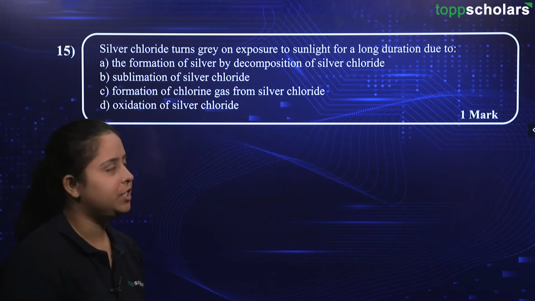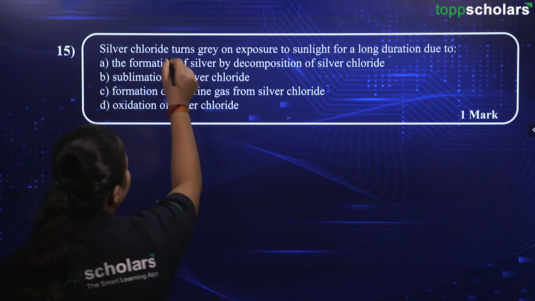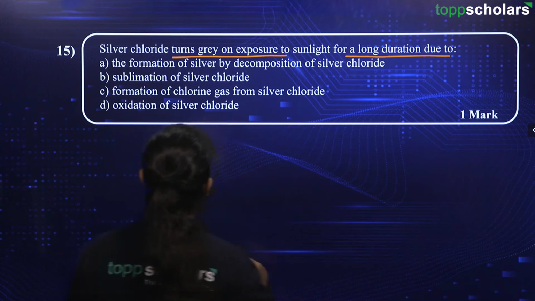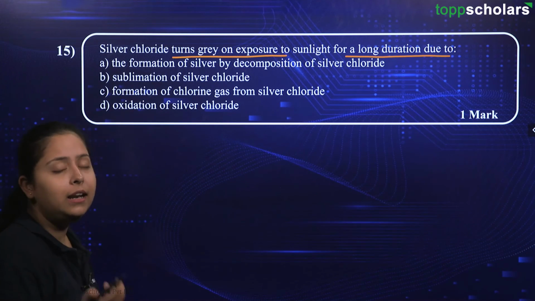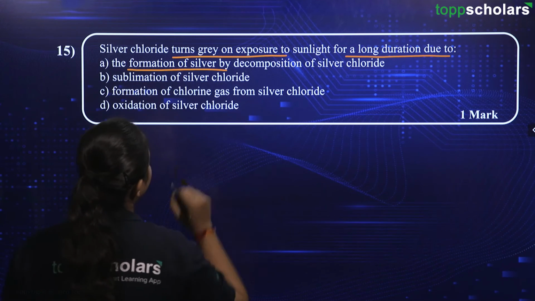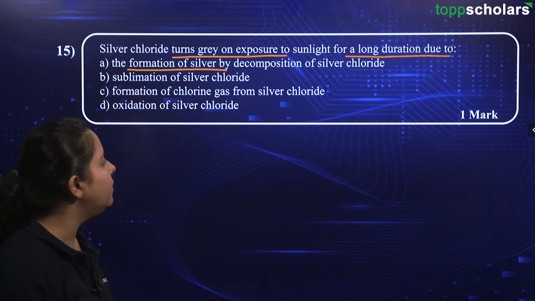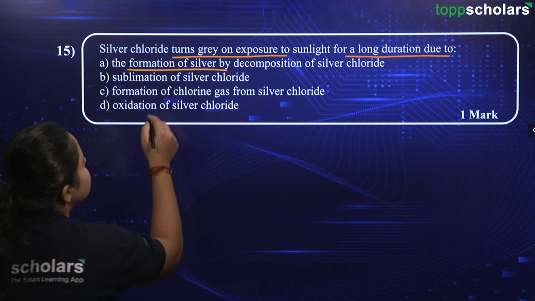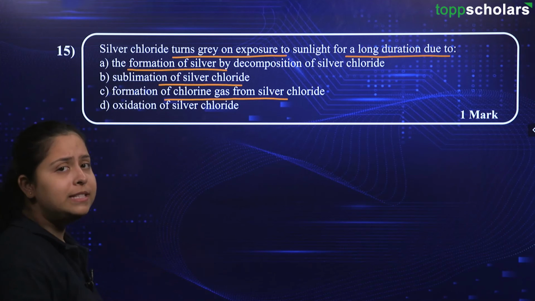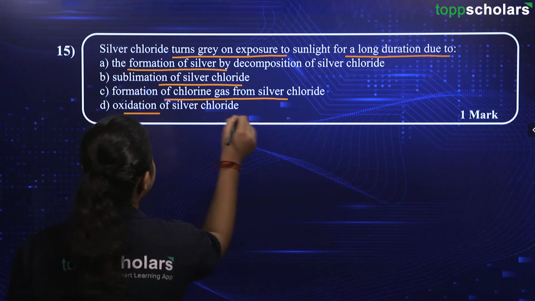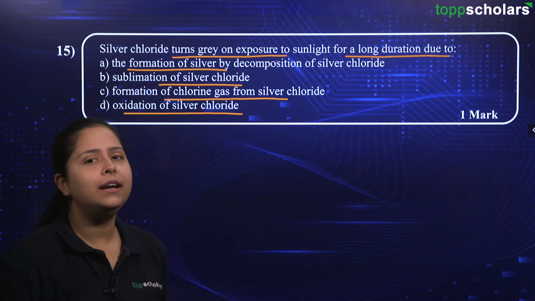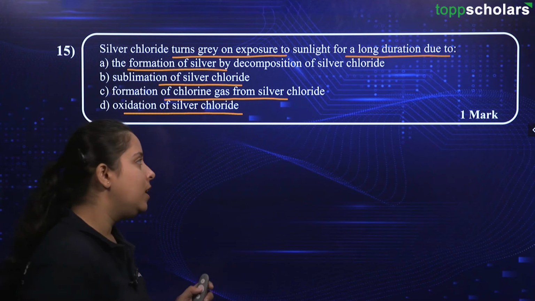Here is the next question. The question says, silver chloride turns grey on exposure to sunlight for a long duration due to what? Again, an MCQ question. It says, first option is the formation of silver by decomposition of silver chloride. And then we have the sublimation of silver chloride, formation of chlorine gas from silver chloride, or oxidation of silver chloride. Now over here you may pause the video and think upon the answer.